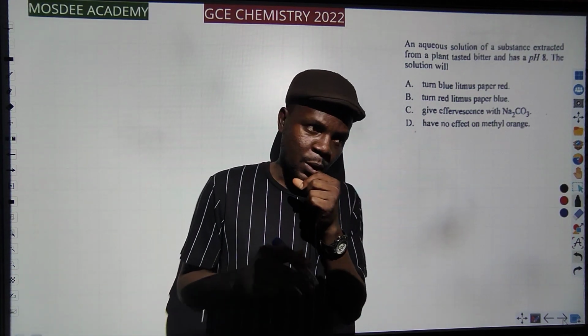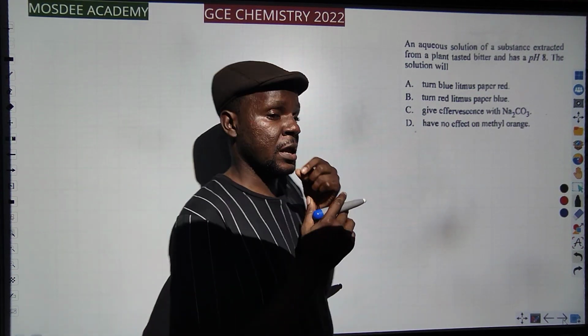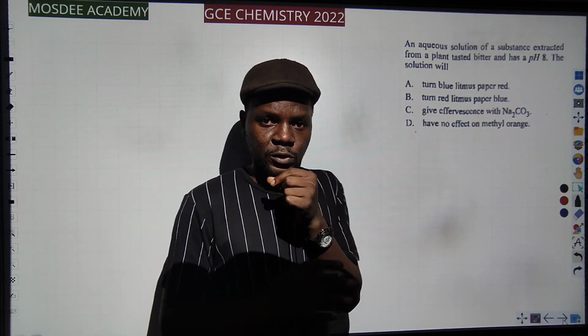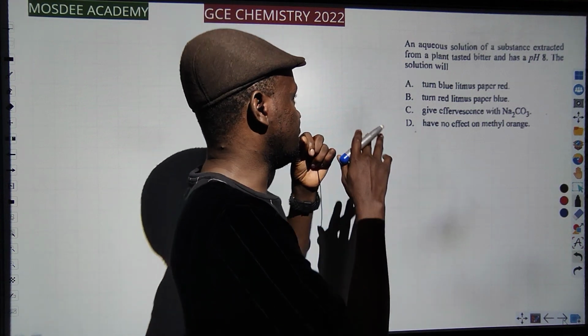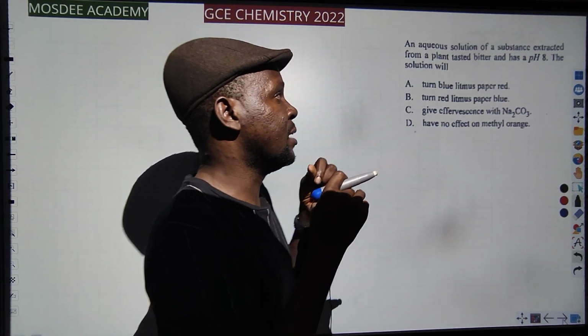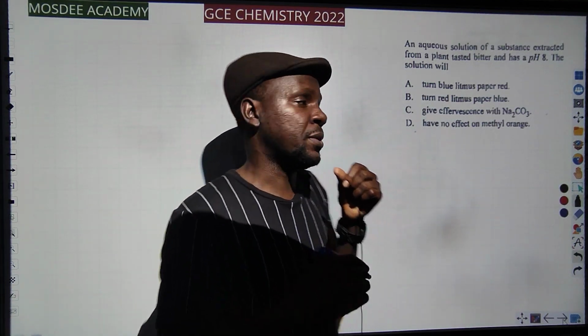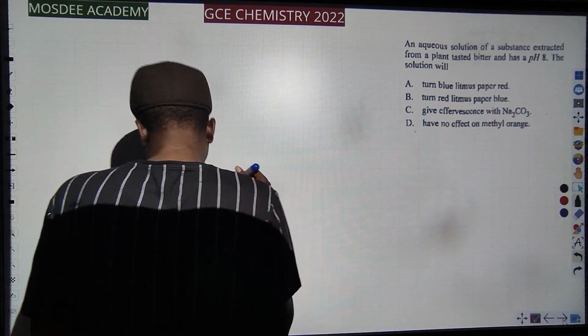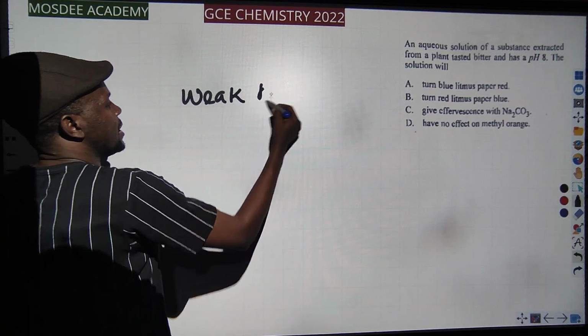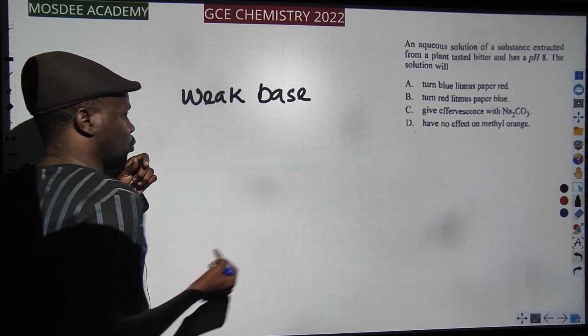What do I call it? A weak base. So understanding of pH will help you. It's a base, but it's a weak base. 7 is neutral or buffer. Now, the question says that an aqueous solution of a substance extracted from blood tastes bitter and has a pH of 8. So we've predicted that it will definitely be a weak base.